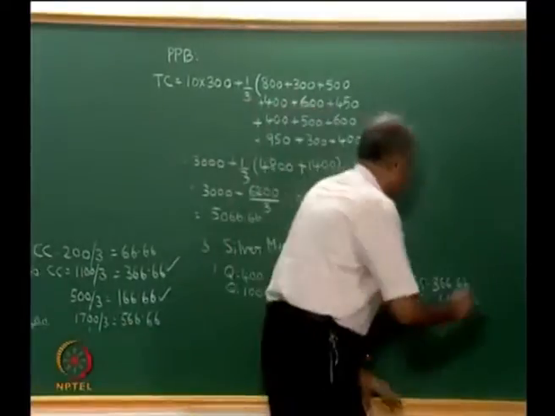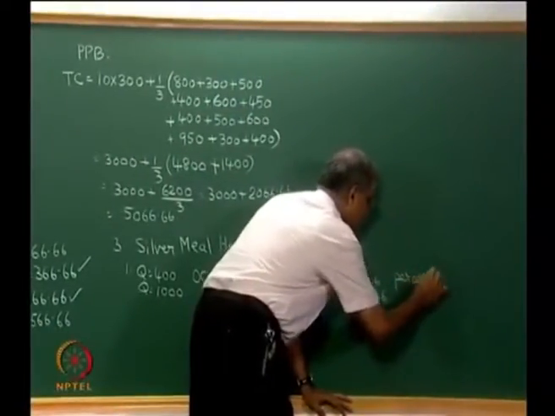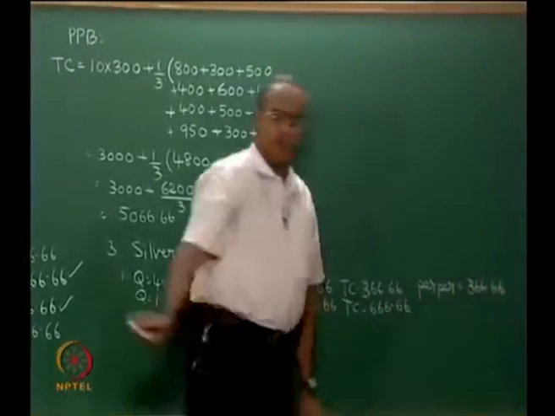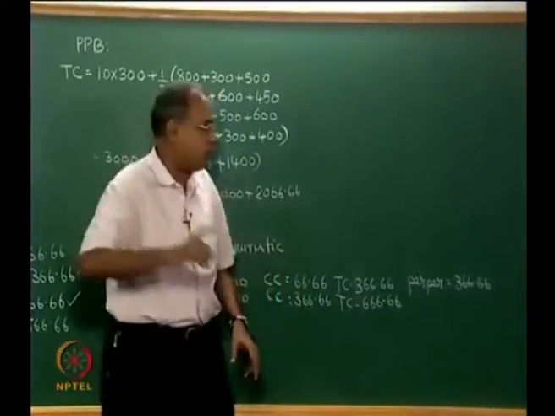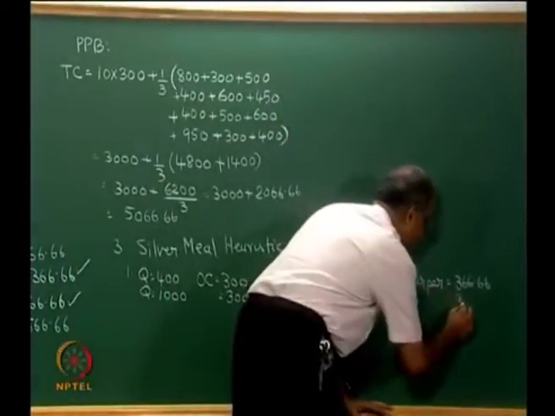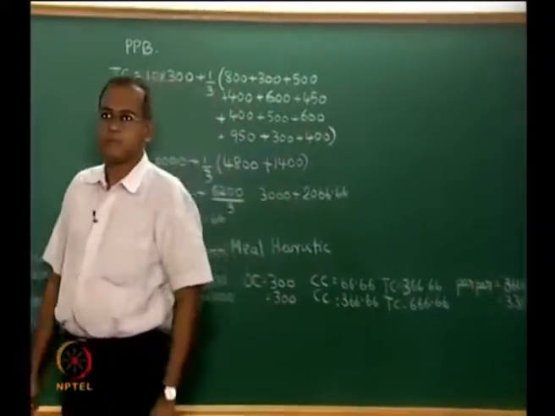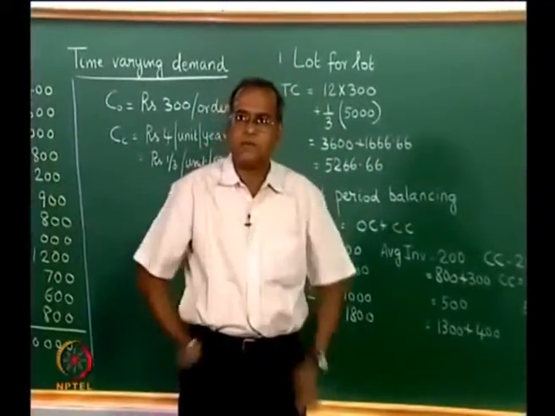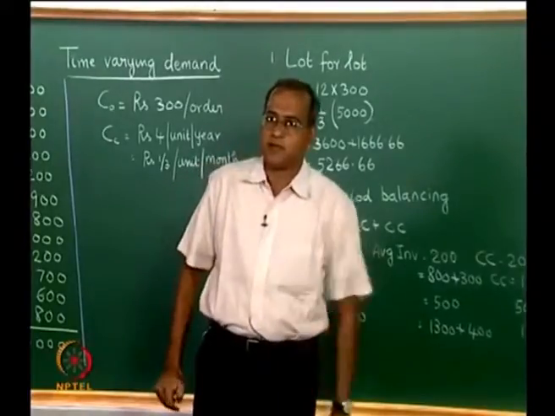So, we now write another one called per period, which will be equal to, this is 366.66, this is 666.66 divided by 2, which will give us 333.33. So, now we realize that the per period cost is coming down. So, we try and see if we can optimize further on the per period cost.